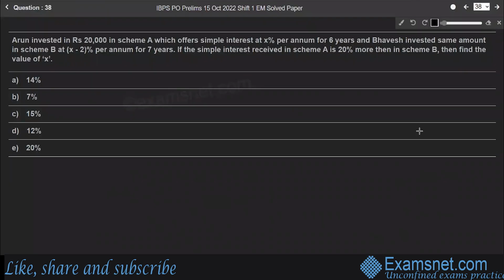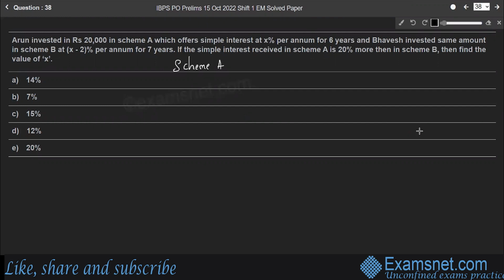Question 38. Arun invested 20,000 rupees in scheme A, which offers simple interest at X% per annum for 6 years, and Bhavesh invested same amount in scheme B at X minus 2% per annum for 7 years. If the simple interest received in scheme A is 20% more than in scheme B, then find the value of X. So let us consider scheme A and scheme B.